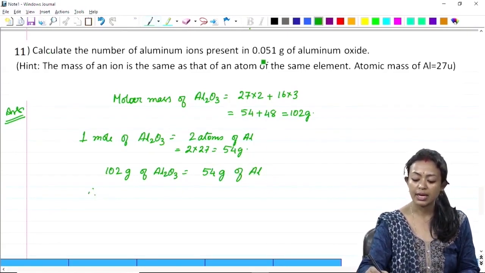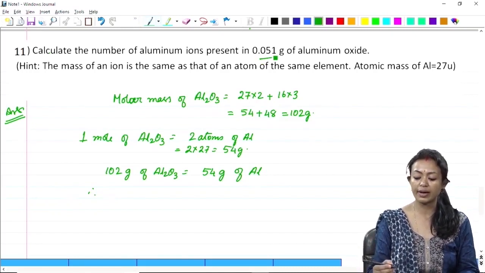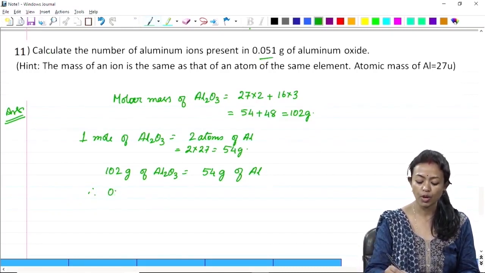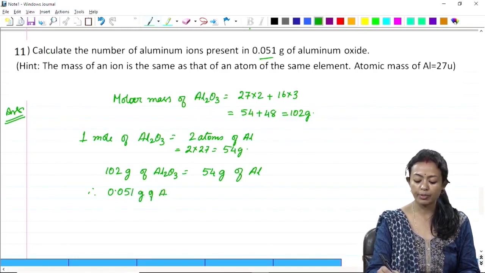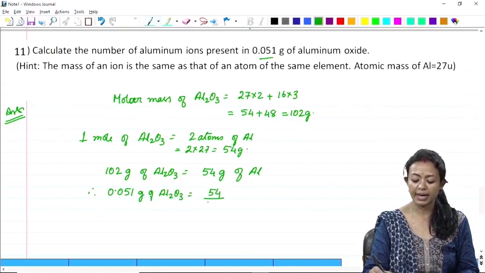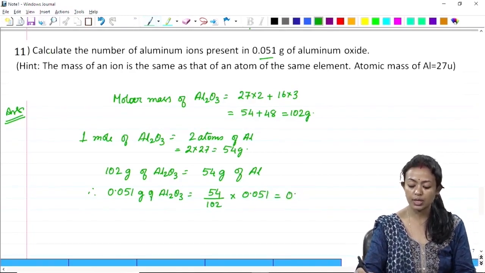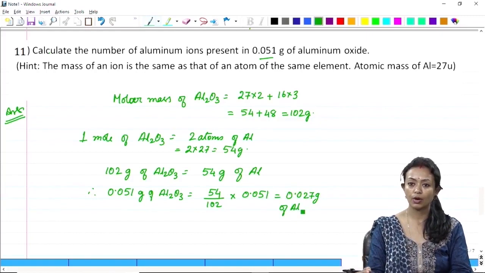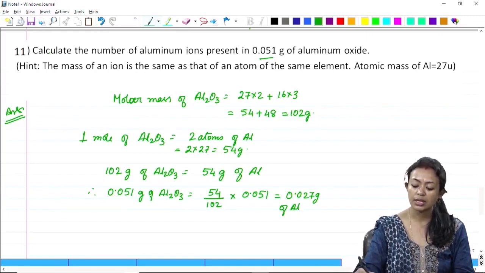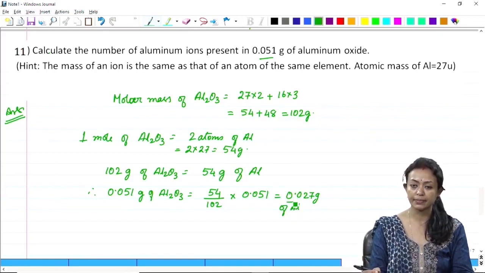It is given 0.051 gram of aluminum oxide. So 0.051 gram of aluminum oxide will contain 54 by 102 into 0.051, which is equal to 0.027 gram of aluminum. Alright, so this is the ultimate what we are getting.